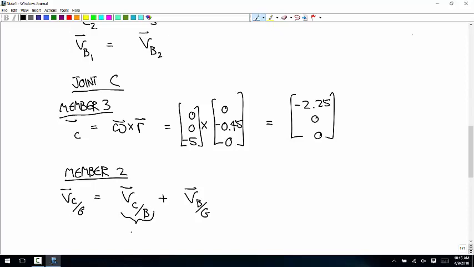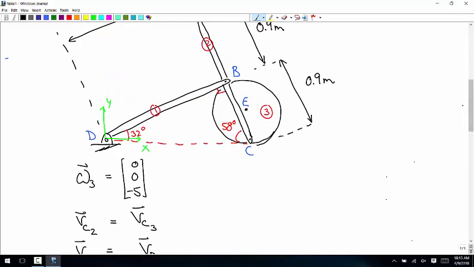And this is circular motion. This one is circular motion of that. So we're going to be adding 2 circular motions. One is the circular motion of this part of the arm around that point B. Okay, that's the velocity of C relative to B. And one is the circular motion of B around D.